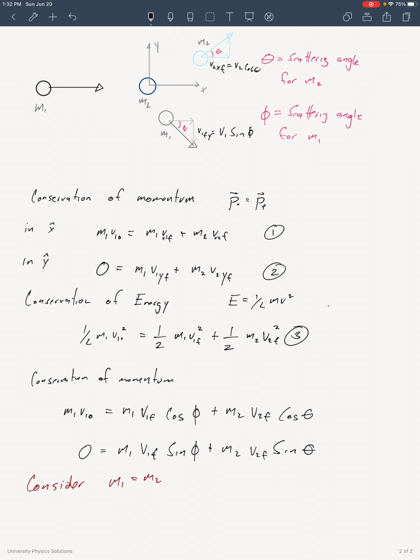And so my new equations are going to be, for conservation of energy, I'll have b10 squared is equal to b1 final squared plus v2 final squared. That's great. It kind of looks like a Pythagorean theorem. For the momentum conservations, I will put that one last, actually. I'll just move it down here.